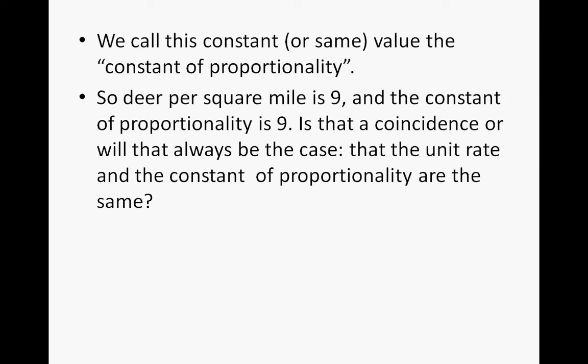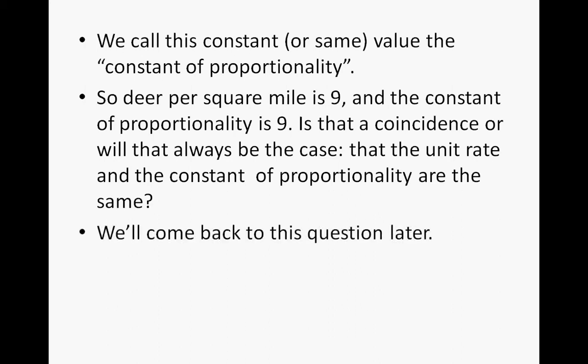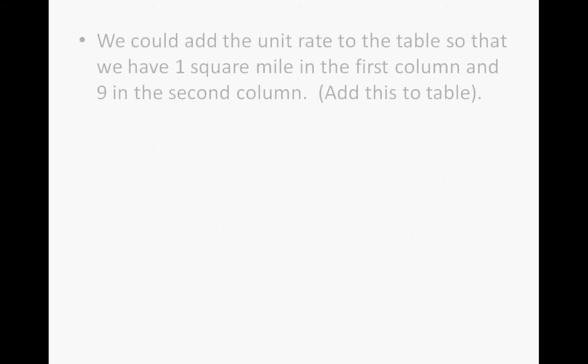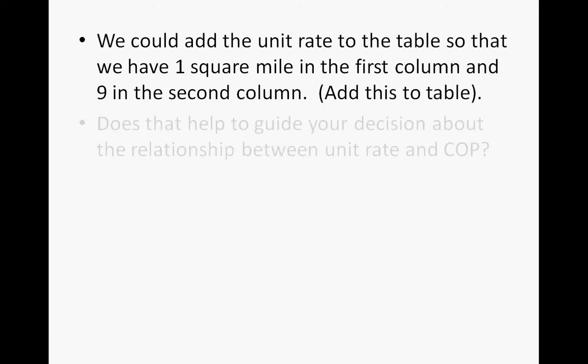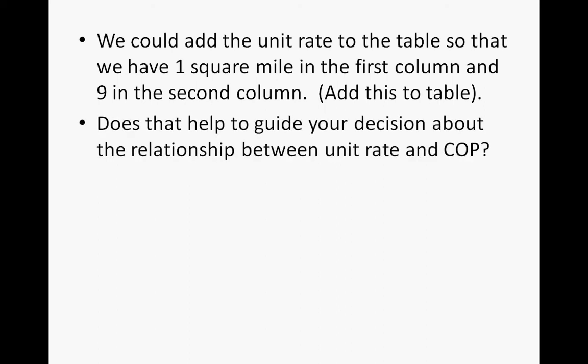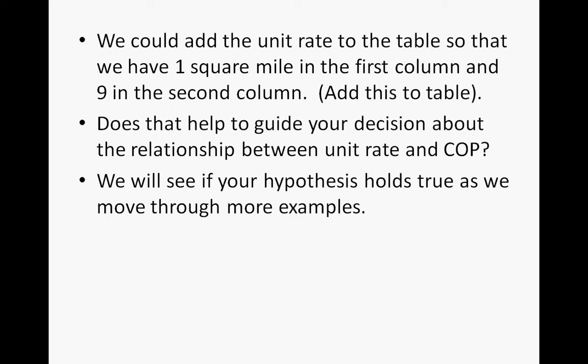Is that a coincidence, or will that always be the case, that the unit rate and the constant of proportionality are always the same? And we're going to come back to this question later. So we could add the unit rate to the table so that we have 1 square mile in the first column and 9 in the second column. So you're going to add this to the table. Go ahead and add this column to the table. So does that help to guide your decision about the relationship between the unit rate and the constant of proportionality, or we're calling it COP? Well, we'll see if your hypothesis holds true as we move through more examples.